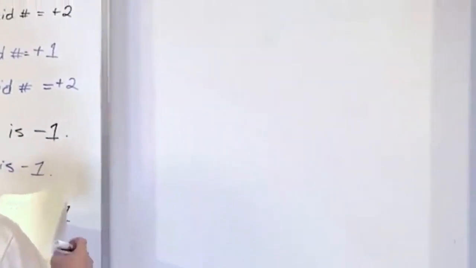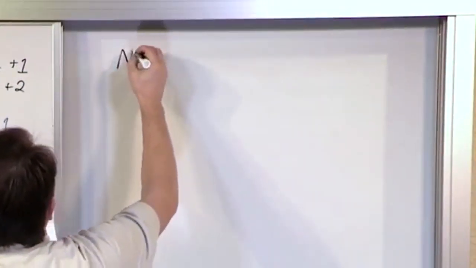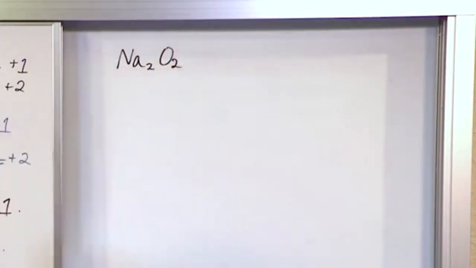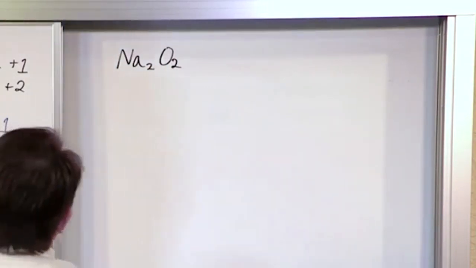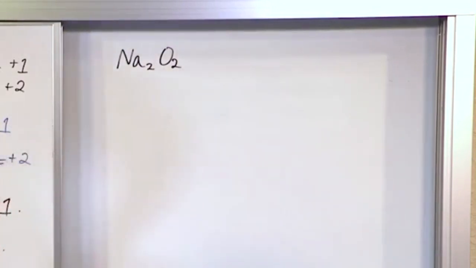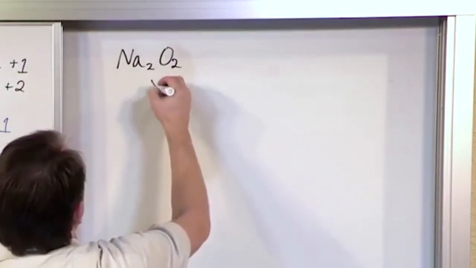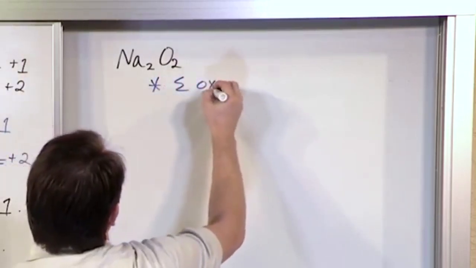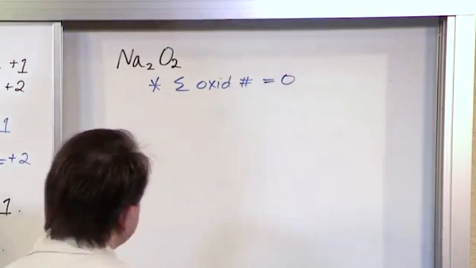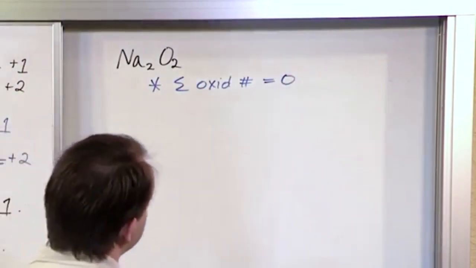All right, the last problem we're going to do in this section is going to be Na2O2. Okay, and so what I'm going to do is go in priority order down the list. So this is a neutral compound. There's no charge on it, it's not an ion or anything. So the sum of the oxidation numbers is equal to 0.